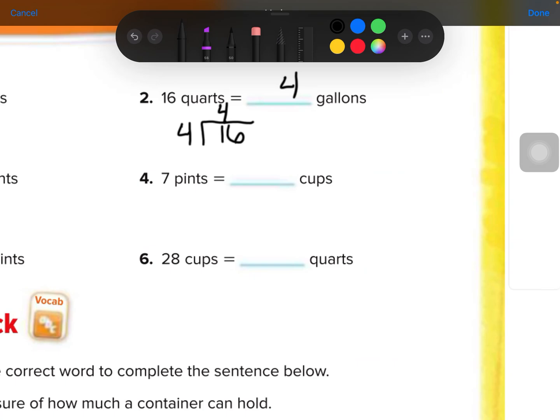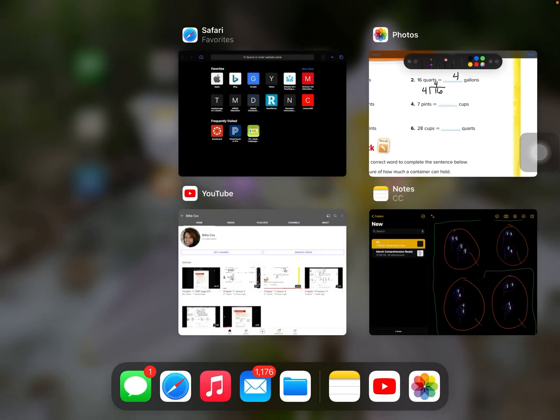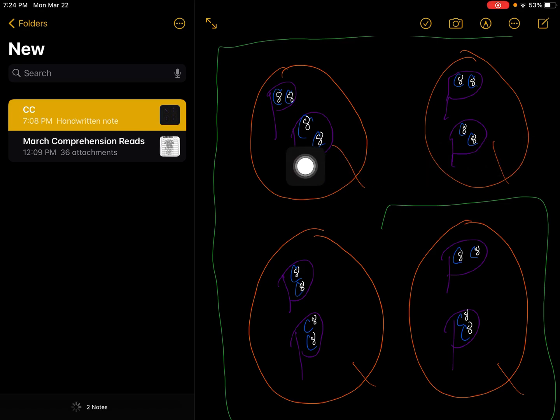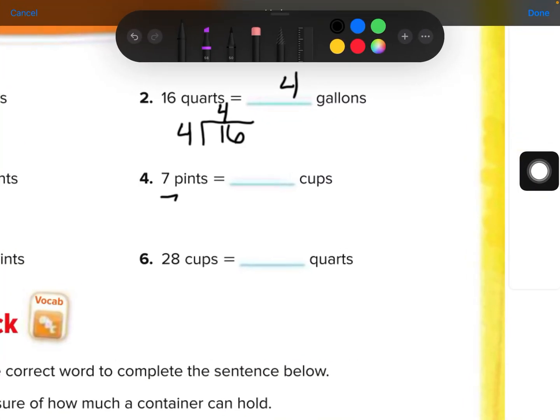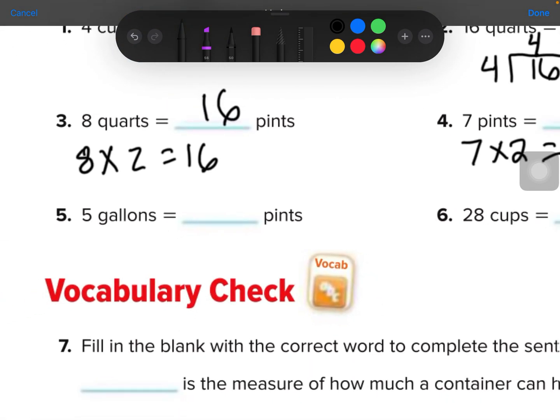Number 4, I have 7 pints equals how many cups? Every pint has 2 cups. So I have 7 pints times 2 cups in each pint is going to equal 14 cups.